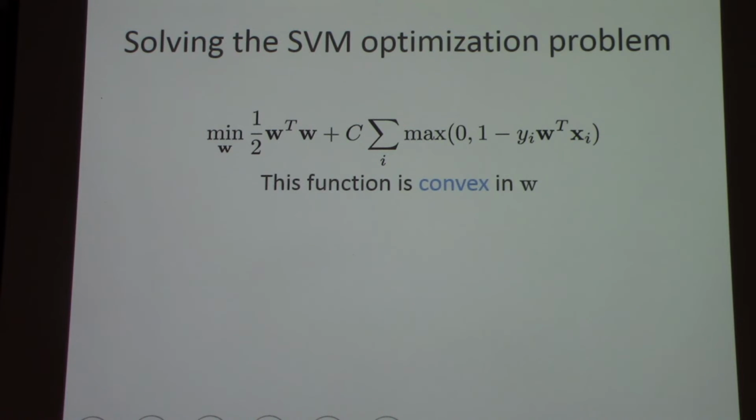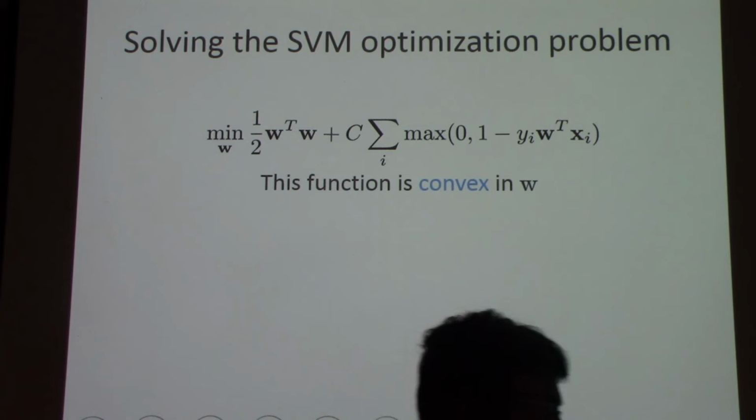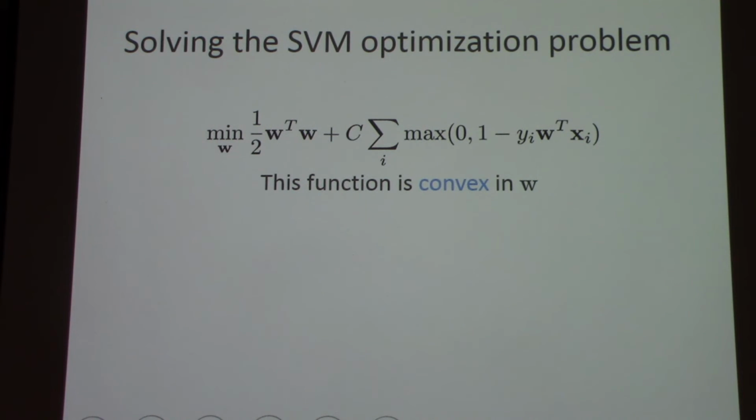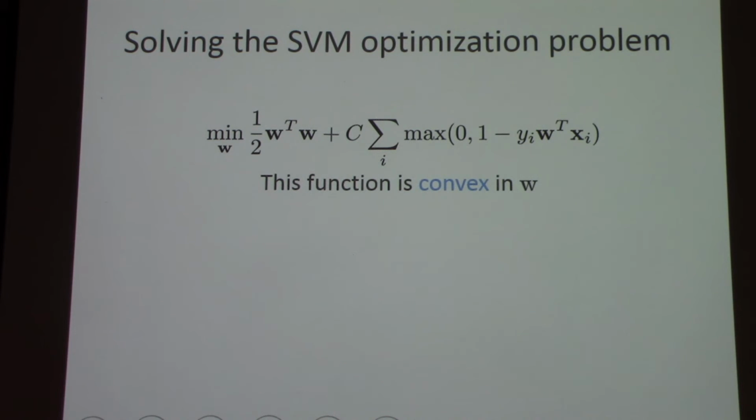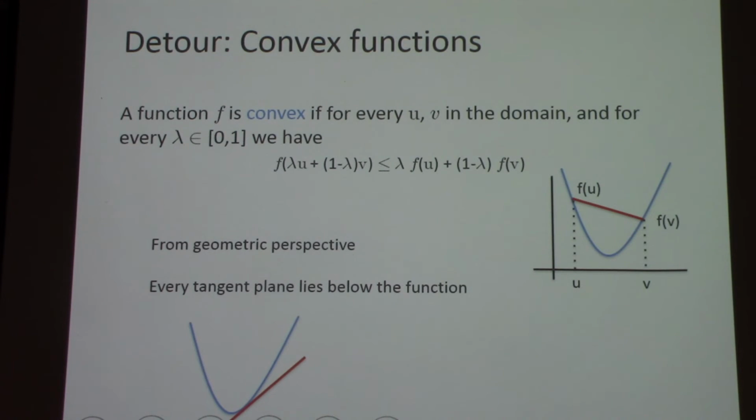So we have this function, half W transpose W plus the sum of hinge loss, and this is a function of W. We want to find a W that minimizes this expression. If you're an optimization person, the first thing you should try when you see a minimize-a-function problem is to ask: is this function convex? It turns out this function is convex. To remind you what convexity is, let's take a brief detour.